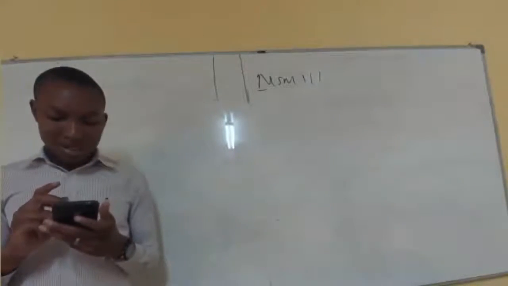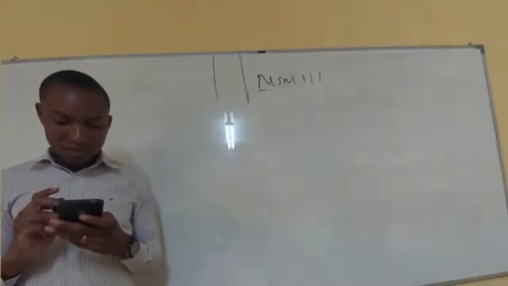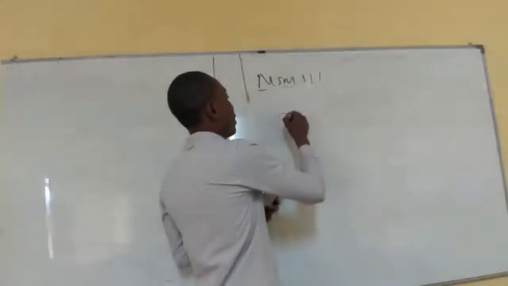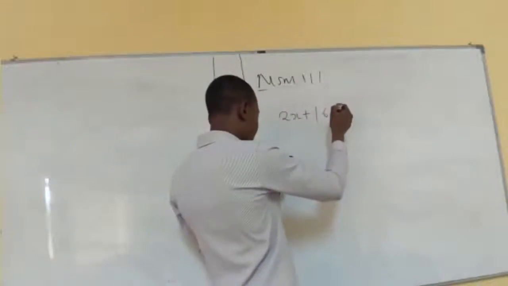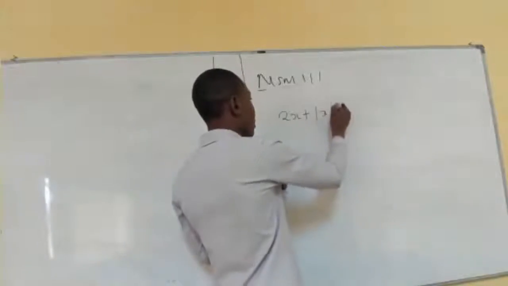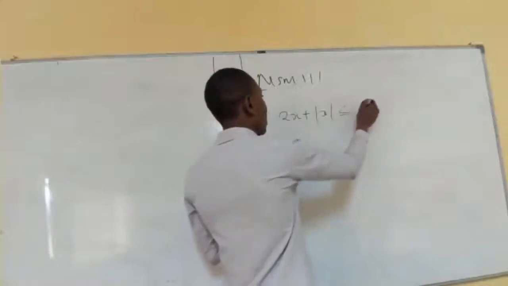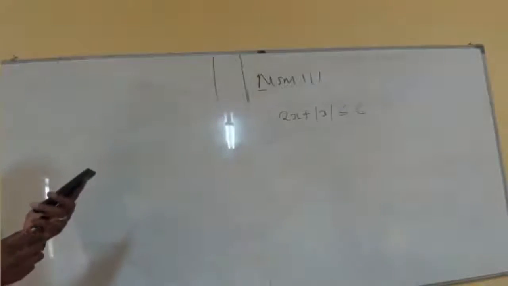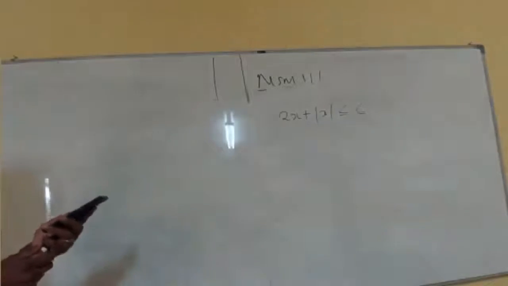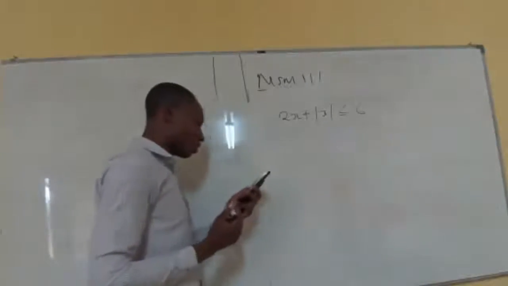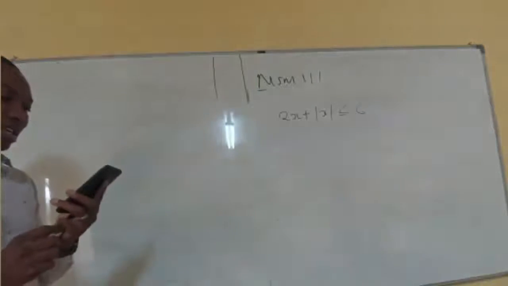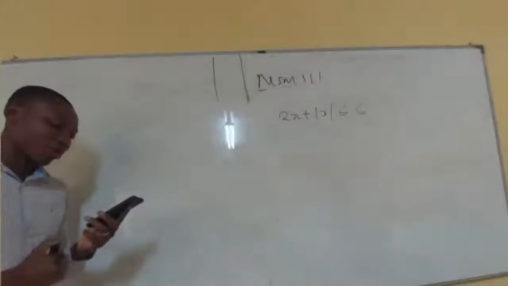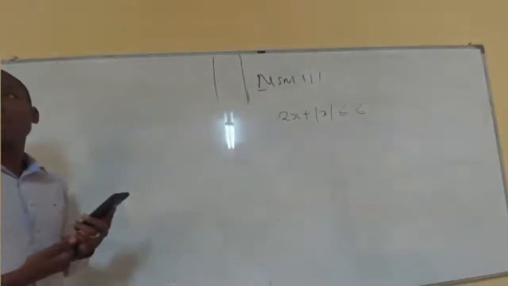Now if you look at C, it was quite straightforward anyway. 2x plus absolute value of x is less than or equal to 6. Right, so 2x plus absolute value of x is less or equal to 6. So in this case, what we need to remember is that this is actually very easy. But the only problem is that some of you have a tendency of complicating even simple things.